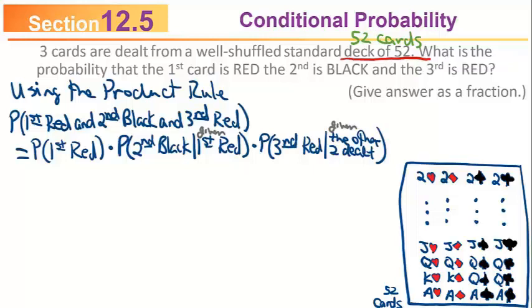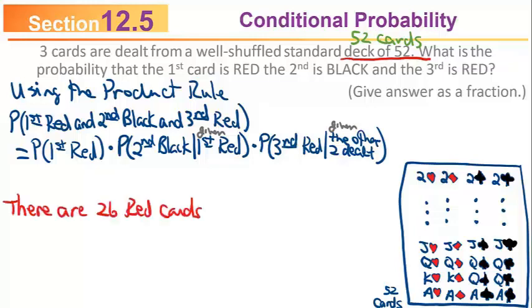The product rule says that the probability the first one's red and the second one's black and the third one's red is the probability the first one's red times the probability the second one's black, given that the first one was red, and times the probability the third one is red, given that the first two choices were made. So those last two are conditional probabilities. It's basically the probability of getting a red, the probability of getting a black, the probability of getting another red, but you're taking into consideration what's already been drawn out, because if you're dealing cards, they're not being put back in, so that means it's without replacement. That's what makes it a conditional probability.